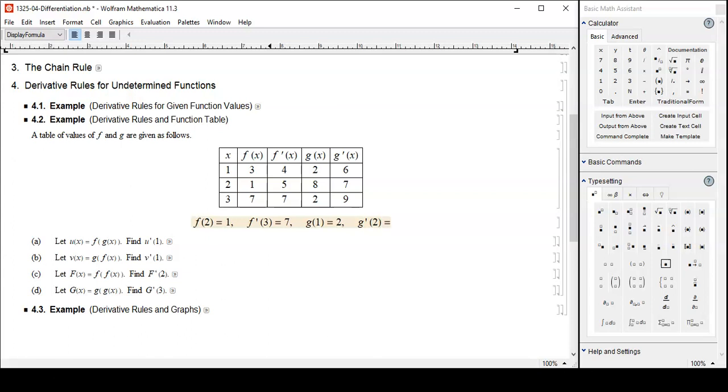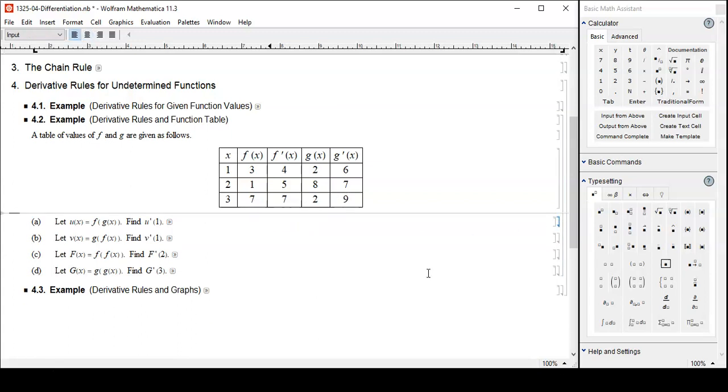G prime of 2 is 7, and so on. Does it make sense? Does this table make sense? What is g prime of 3? That's 9 right here. Make sense? Okay. So much for reading this table.